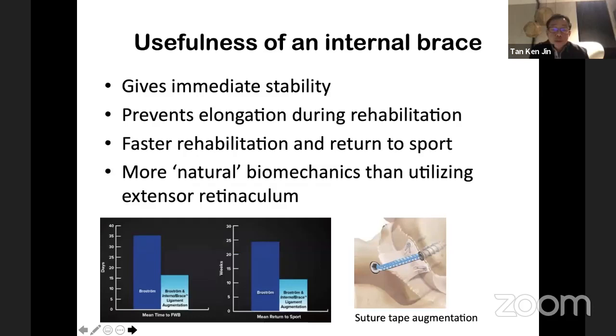Usefulness of an internal brace. As you can see here, that's what an internal brace is. It's a fiber tape which runs across the Brostrom repair. It gives immediate stability. It prevents elongation during rehabilitation, so hence allowing for less protection, faster rehabilitation, and earlier return to sport. I think it also gives a more natural form of biomechanics to the joint because you don't use the extensor retinaculum, which is a non-anatomic structure, to reinforce the repair. And there's good data to show that the mean time to full weight bearing as well as the mean time to return to sport is actually quite a bit faster when you have augmented your repair with a brace.